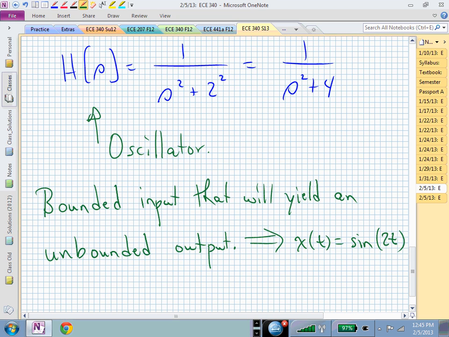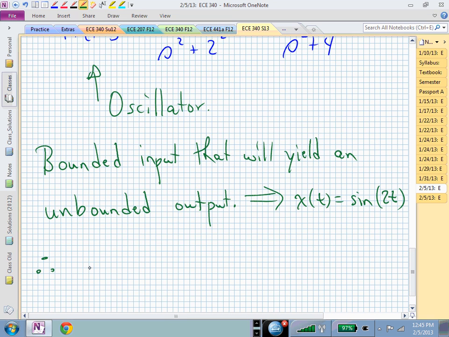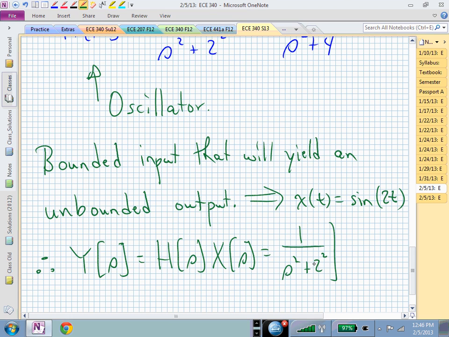And you could see this if you simply said, well, we know the relationship between the output and the input. It's just the system's transfer function h times the Laplace transform of the input. The h was just this 1 over s squared plus 2 squared. And if we Laplace transform this sine of 2t, that's this 2 over s squared plus 4, or s squared plus 2 squared.